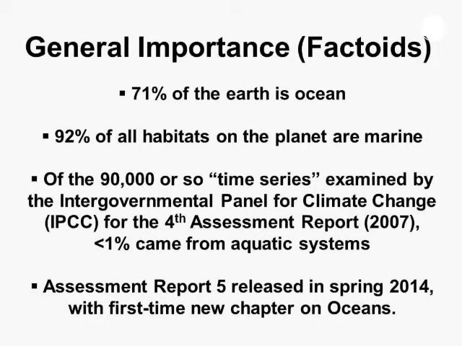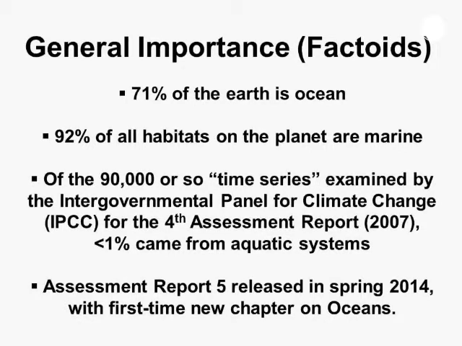One of the things that I really like to start with when we think about the oceans and climate change are these very basic facts: over 70% of the Earth is covered by ocean, and that includes 92% of all the habitats on the planet. So when we think about climate change and the effects on the environment, we really need to be looking at what's going on in ocean ecosystems, but we've tended not to do that.